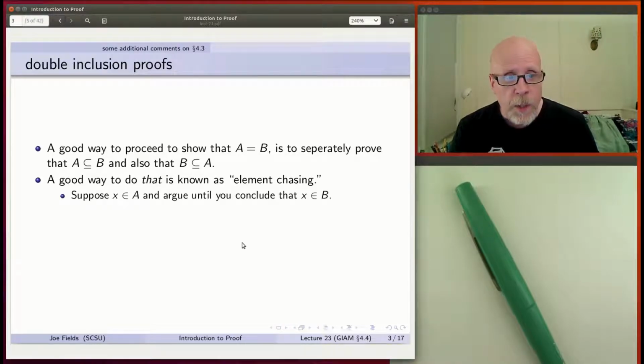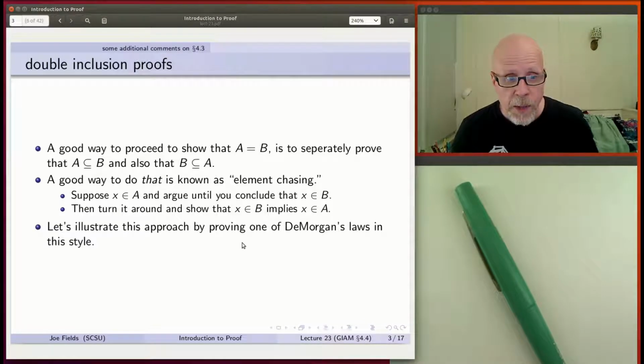Here's the way an element chasing argument would work. You'd first suppose X was in A, and then argue away until you finally conclude that X is in B. And then you'd say, now let me suppose X is in B, some different steps possibly, and then get that X is in A. Once you've done both of those, it's well understood that you've shown both directions of inclusion, so the two sets are equal. So I'm going to do an illustration of that approach by proving one of the DeMorgan's laws in this style.